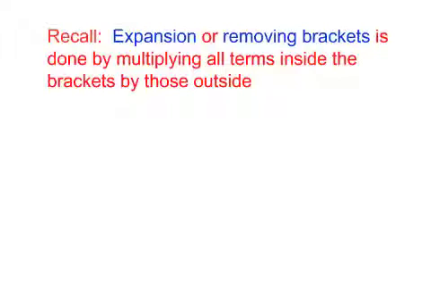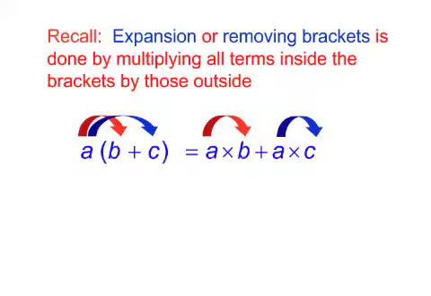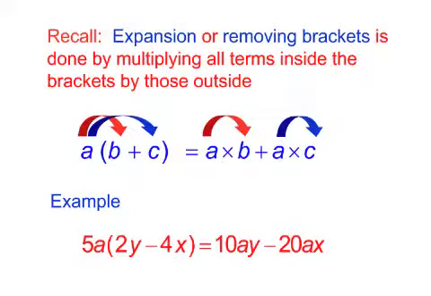Let's start by recalling that expansion, or removing brackets, is all about multiplying all the terms inside the brackets by those outside. For instance, a(b + c) is the same as a times b plus a times c. 5a(2y - 4x) is equal to 10ay - 20ax.